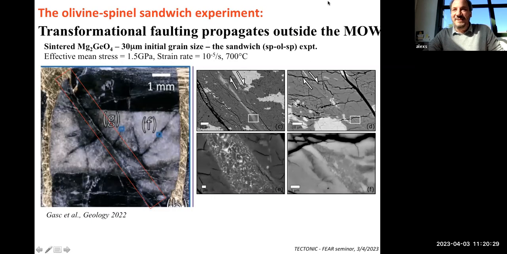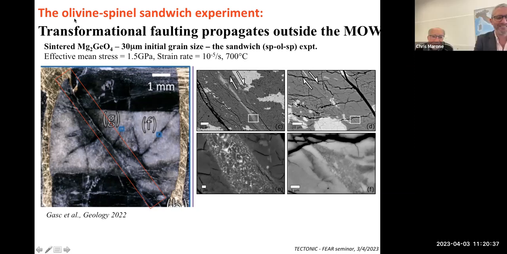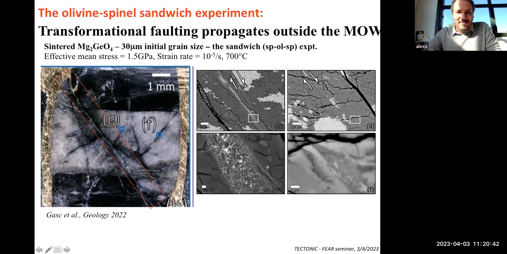So the sandwich experiment is, sorry, I make myself laugh, probably nobody else is laughing, but the sandwich experiment is an olivine-spinel sandwich, where we have a slab of olivine in between two breads of spinel. And we looked at whether faults that propagate inside the olivine could also propagate outside of it. You see that a number of them stop, but some of them can propagate all the way through.